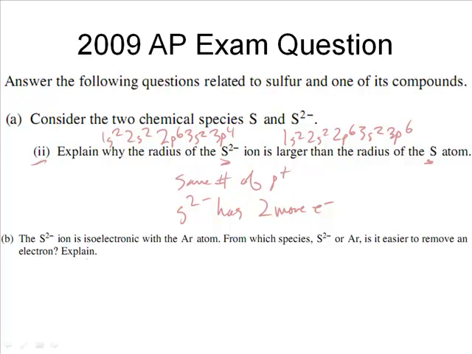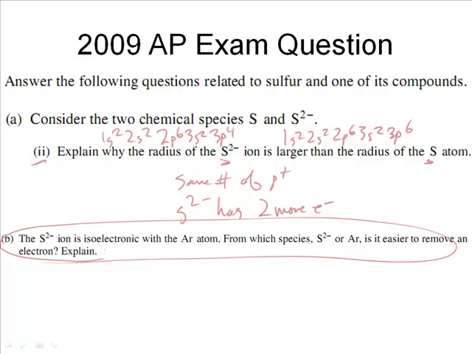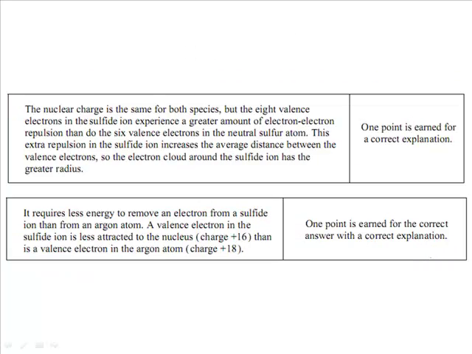Okay, and then part B, we haven't actually talked about B yet, so don't worry about B. We're actually going to talk about that tomorrow. So maybe remind me tomorrow to come back to this question as to which is easier to remove an electron from. Okay, so let's look at the answer to part A again. Don't worry about B yet.